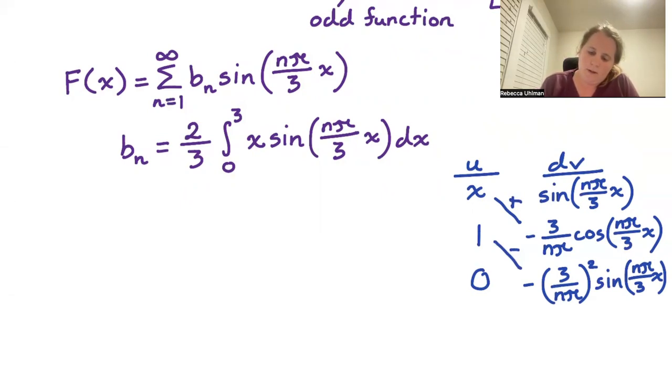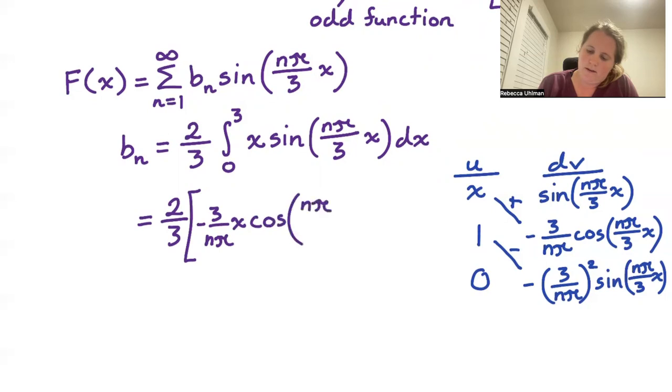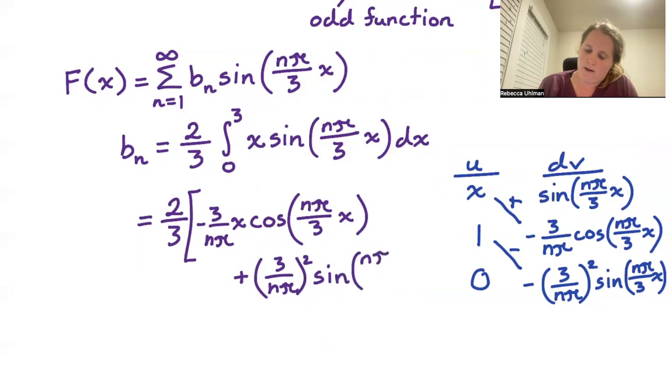We wind up getting that our b sub n is equal to, we have 2/3 times, that integral becomes a negative 3 over n pi times x times cosine of n pi over 3x. Then we are going to subtract off a negative, so we add 3 over n pi, that entire fraction squared, times sine of n pi over 3x. And we are evaluating this at 0 and 3.